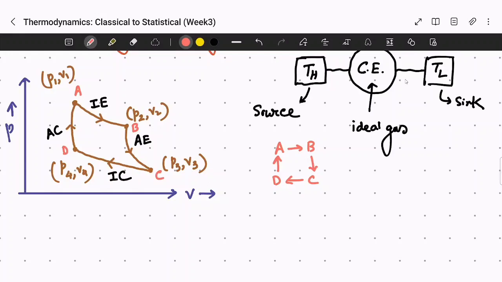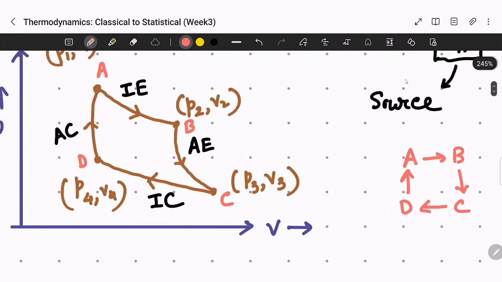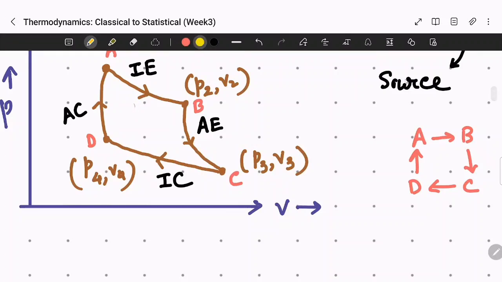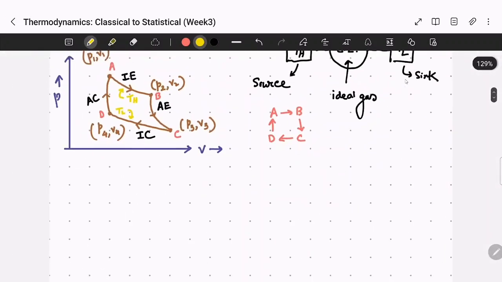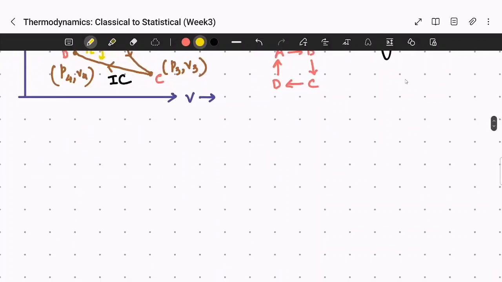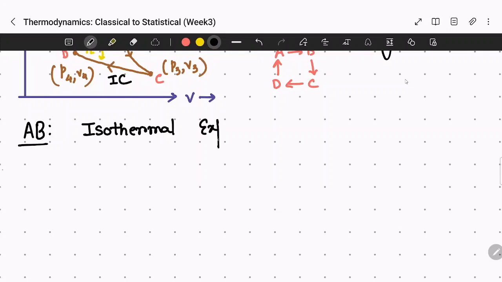Now for the first step, this is isothermal expansion. Isothermal expansion will be performed at a constant temperature, the temperature TH of the higher temperature reservoir, and this is at TL. Now we can easily understand the Carnot engine. Step by step, you probably studied this Carnot engine already at an earlier class level, but I'm discussing it again. First is path AB, which is an isothermal expansion.